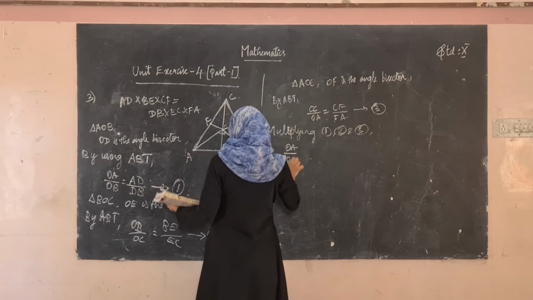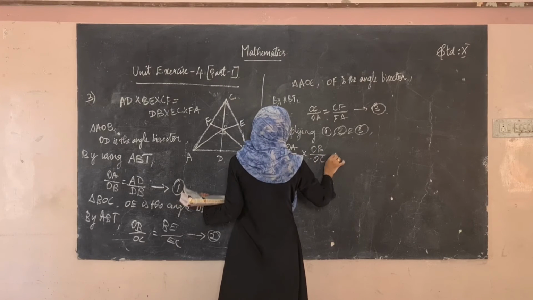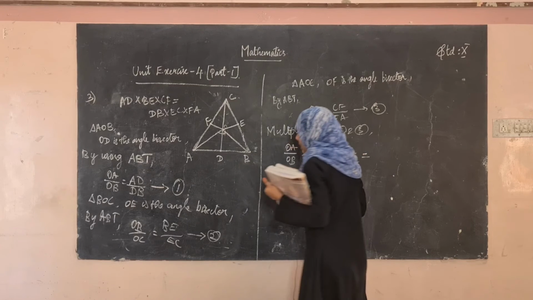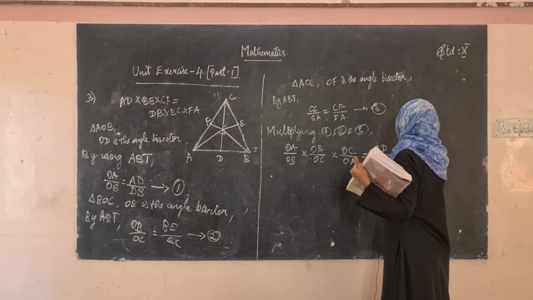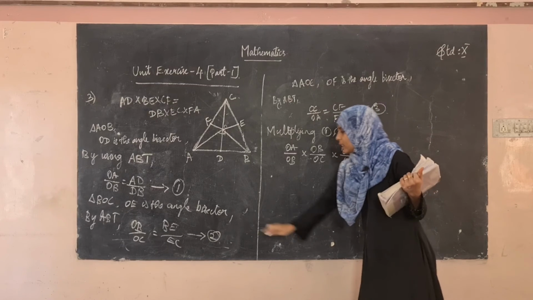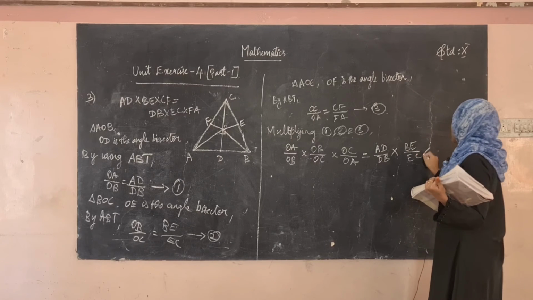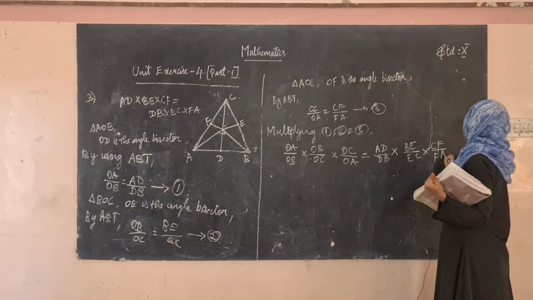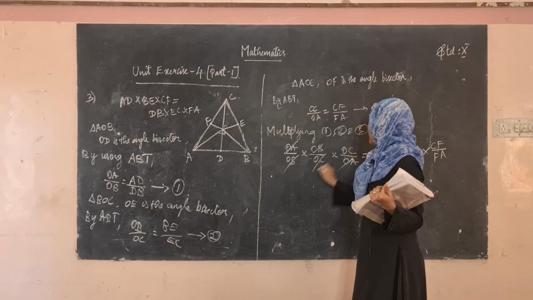OA divided by OB into OB divided by OC into OC divided by OA. And what about the right hand side? The first one is AD divided by DB into, second one is BE divided by EC into, third one is CF divided by FA. Okay, see here, OA gets cancelled, OB and OC.